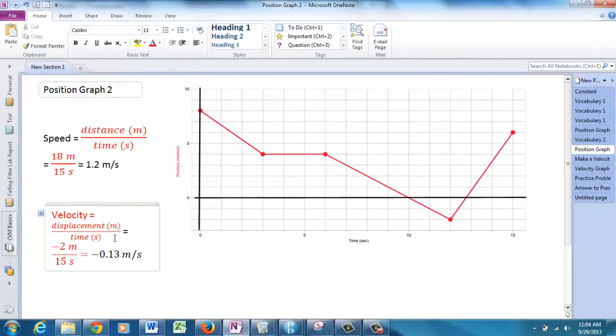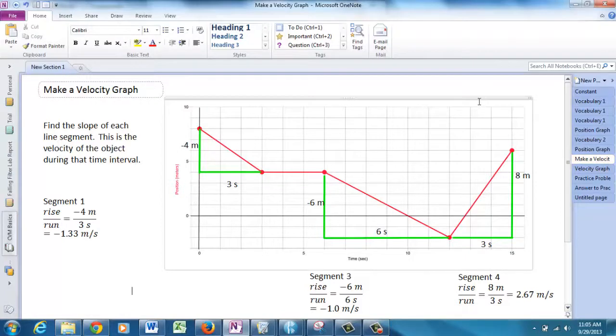The velocity is the displacement over time. We found the displacement of this to be negative 2 meters from where it started to where it finished, over the same amount of time, 15 seconds. So the velocity is negative 0.13 meters per second. And the velocity is negative because overall the object is moving in the negative direction.